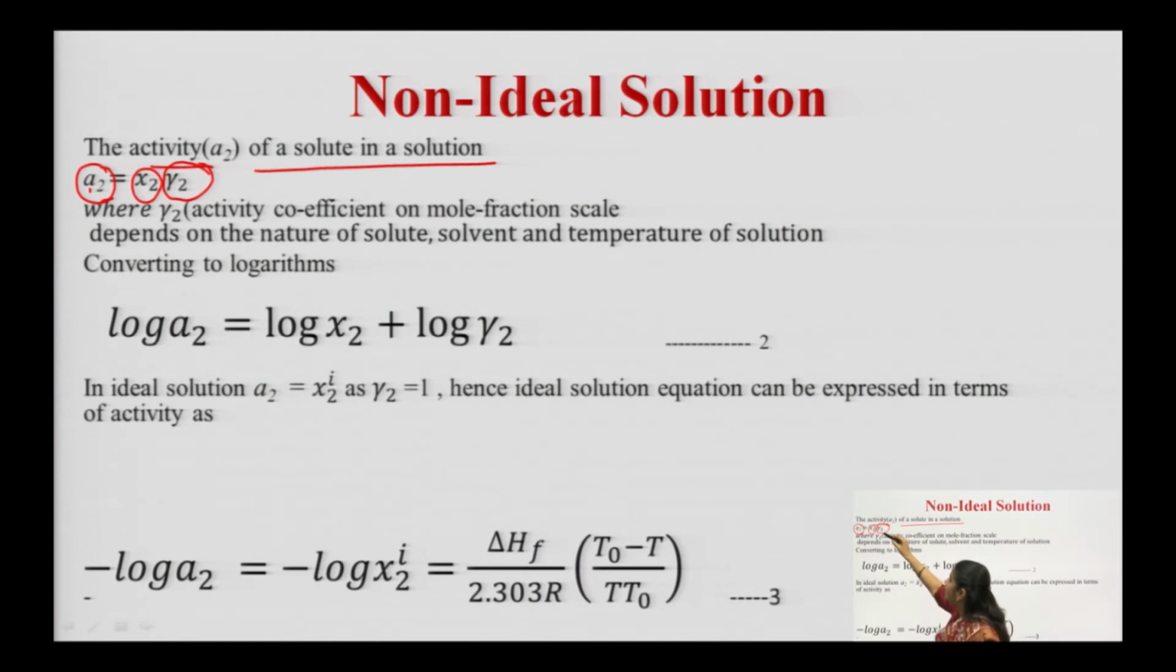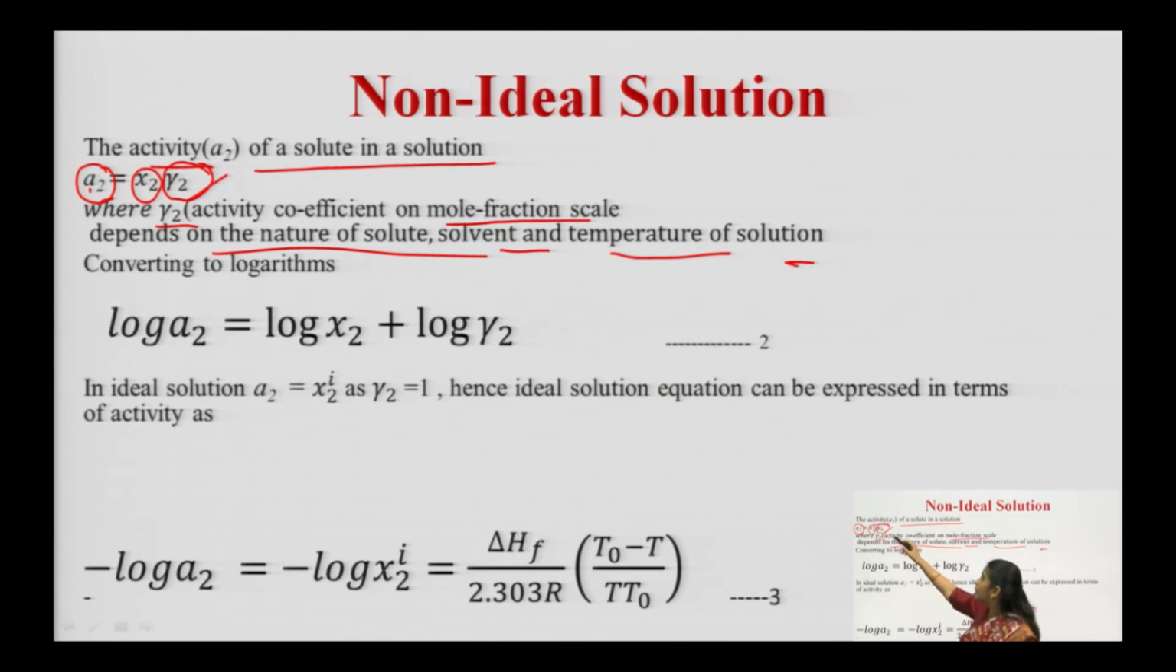So, what is the activity coefficient? The activity coefficient tells us how much the solution is deviating from ideal solution characters, that is, how much it is deviating from the ideal solution laws. This gamma 2 represents the activity coefficient, it is taken on the mole fraction scale, and it depends on the nature of the solute, the solvent, and the temperature of the solution.